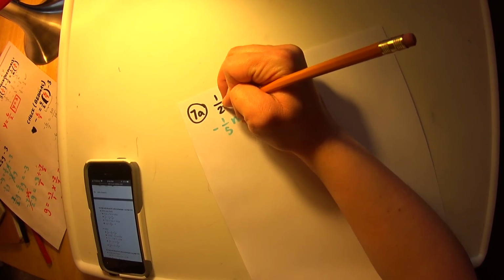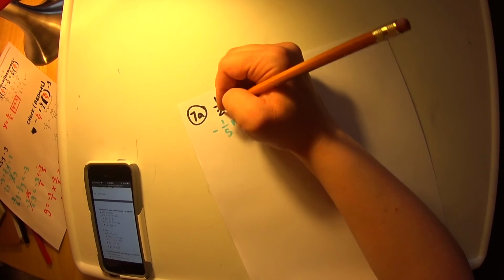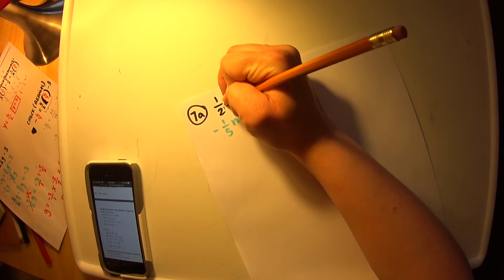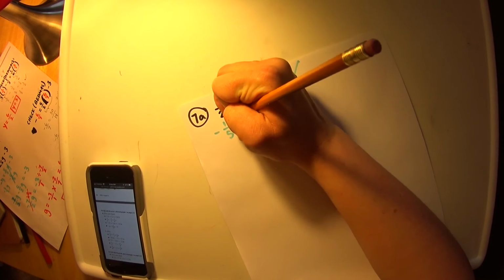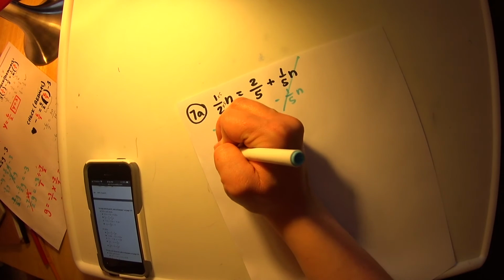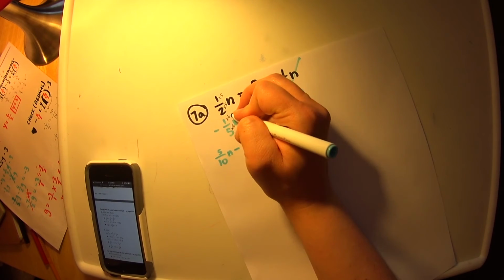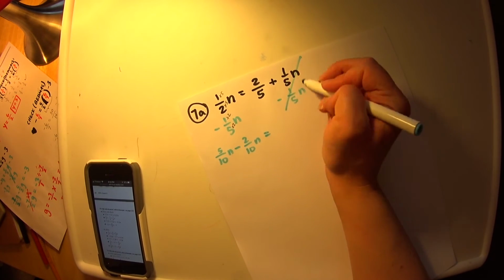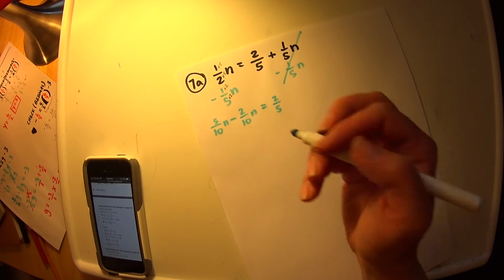There's no whole number that I can multiply 2 by to get to 5. So instead, I'm going to get both of these to 10. So I'm going to go times 5 times 5, and then times 2 times 2. So I'll use 10 as my common denominator there. So I end up with 5 over 10 n minus 2 over 10 n equals, this is gone, so just 2 over 5. Now I can actually subtract these.